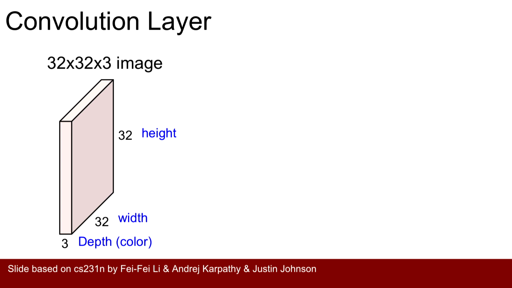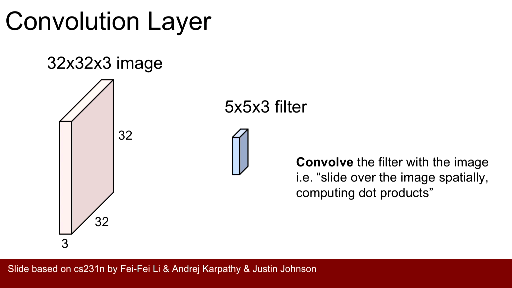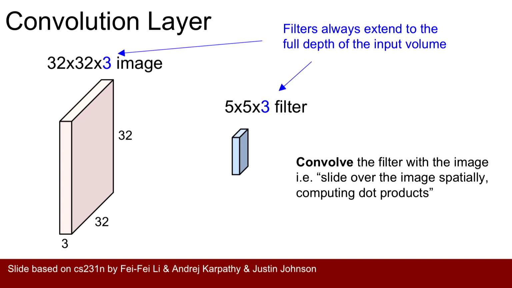So now let's look at some of the counting of degrees of freedom. If we have a simple image, 32 by 32, and 3 colors, and we apply a small 5 by 5 filter, it has to be 5 by 5 by 3, right? Because it has to apply a weight to each color. So that 3 has to match the last dimension of the image. Okay, so that's what that's saying.